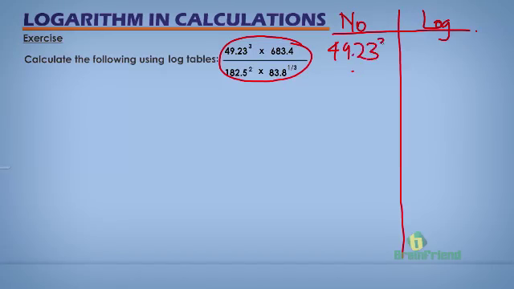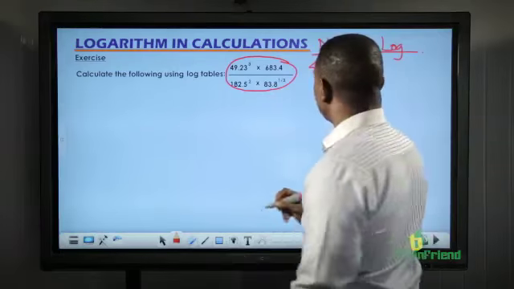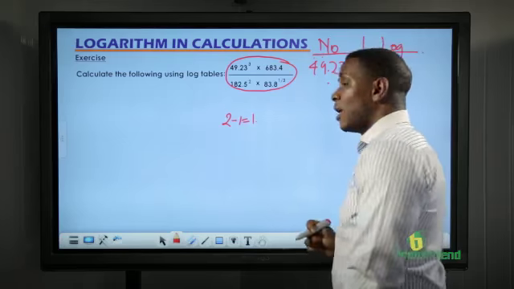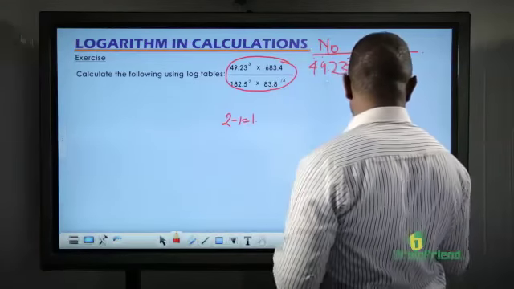So we have 49.23 cubed. To find the logarithm of 49.23, we'll get the integral part of our logarithm by finding the number of digits in the integral part of our given number. We have 2 digits, so we subtract 1, that will give us 1. It means that the logarithm of 49.23 is 1 point, a fractional number. That fractional number we simply look up in our log table. Let's quickly do that.